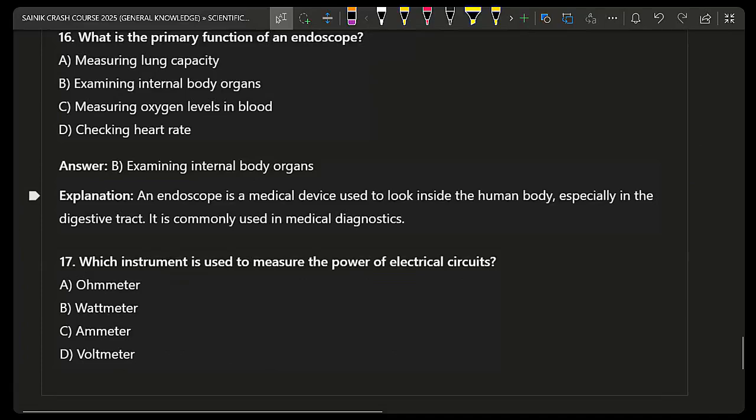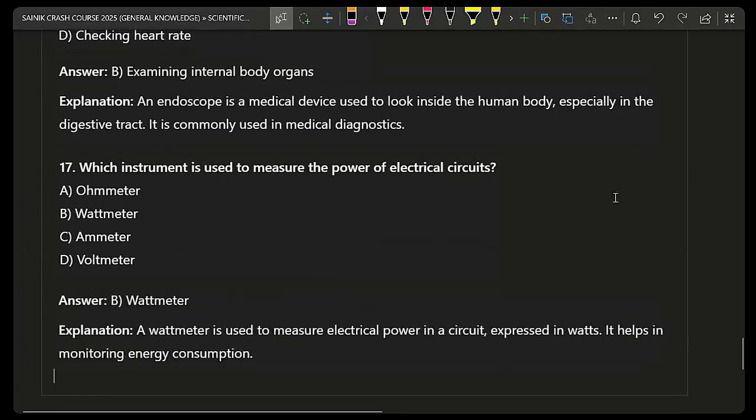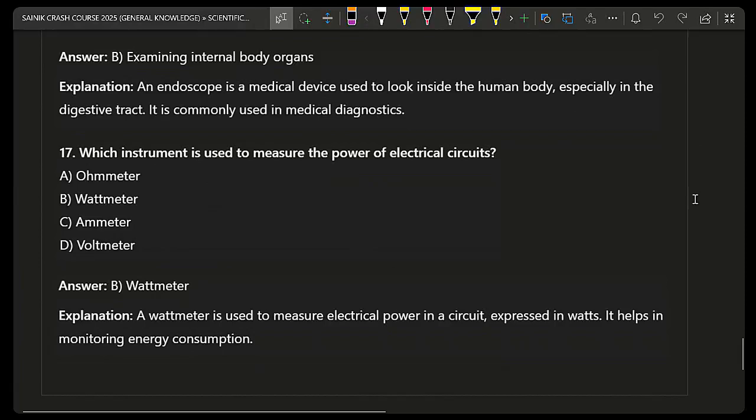Time up. Three students said ohmmeter, wrong answer. Seven students said ammeter and voltmeter, wrong answer. Answer is wattmeter. Nine students gave the correct answer. Option B is correct. A wattmeter is used to measure electrical power in a circuit, expressed in watts. It helps in monitoring energy consumption. How much energy is consumed? We'll be using wattmeter. Next question.